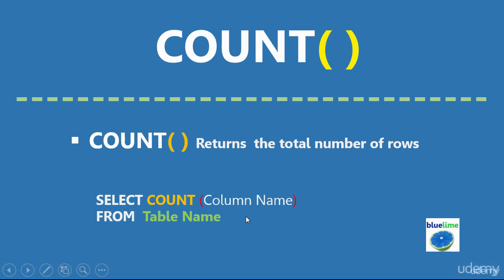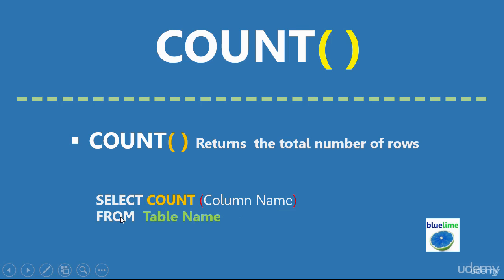So if you want to perform the count on all the columns in the table, then you use an asterisk inside these parentheses, and that will count all the columns. But if you've got individual columns, or several columns, you can specify them in between these parentheses here. If you are specifying more than one column, you need to separate them by a comma.